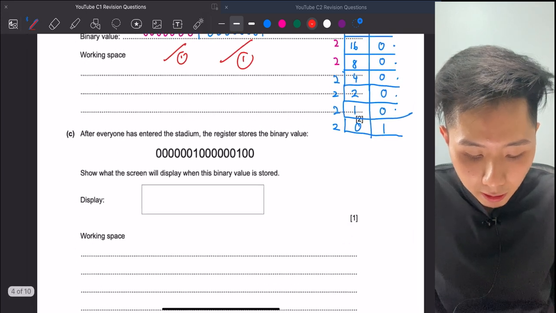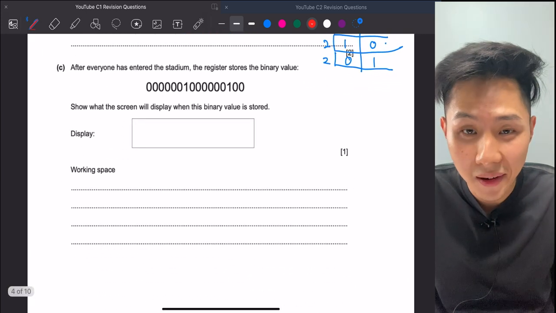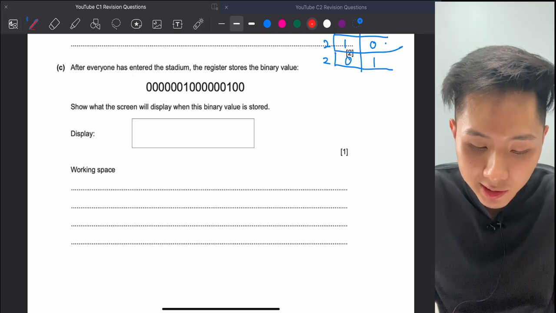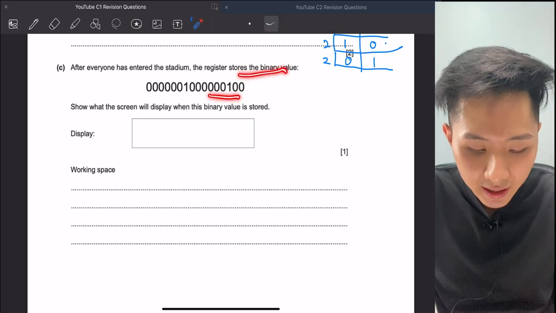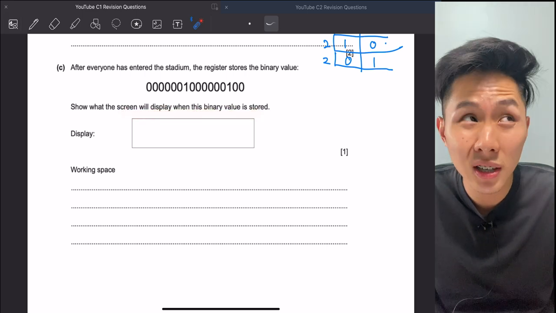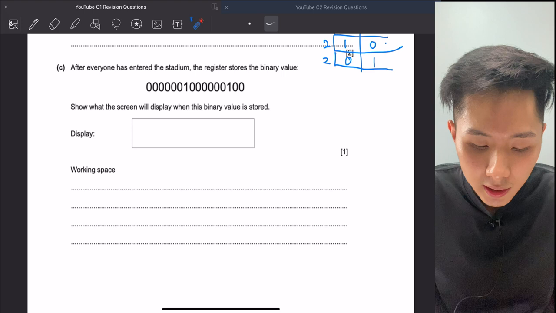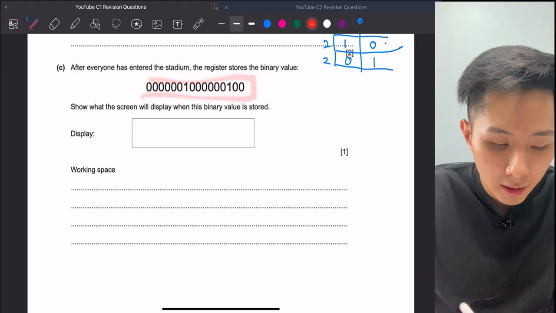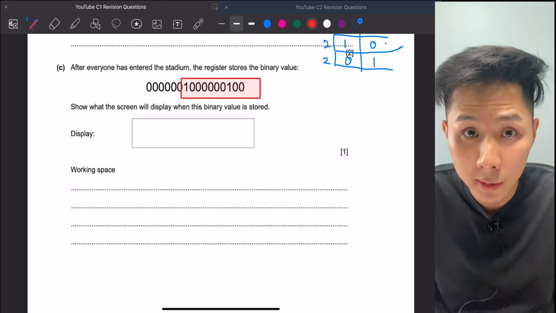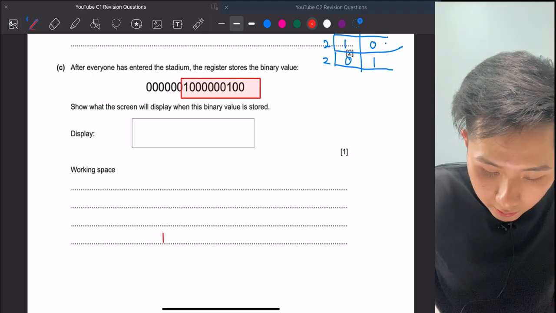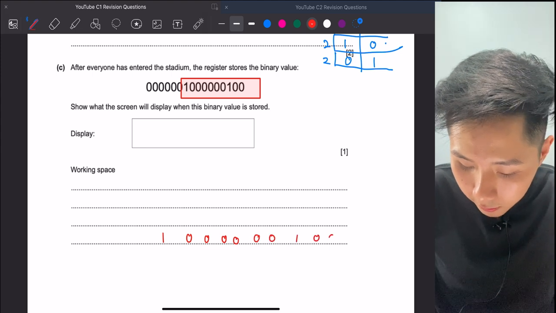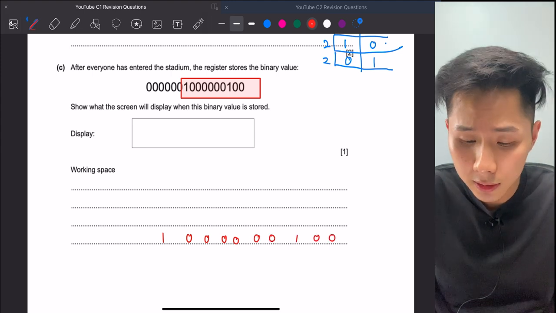Okay, that's about it. Now we have a backward conversion here. They said after everyone entered the stadium, the register stored the binary values. You will need to write down what the screen would display when the binary value is stored, meaning you have to convert from binary back into denary. So to do this, I'm going to write it all down. In fact, I only care about this part because the leading zero will give me zero anyway. I'm going to write 1, 0, 0, 0, 0, 0, 0, 1, 0, 0. I like to do that to make sure that I got the correct answers.